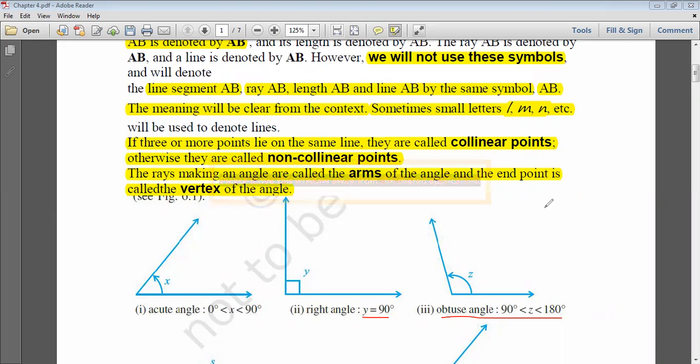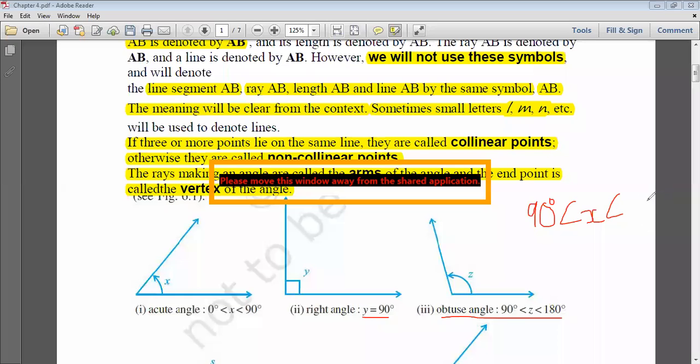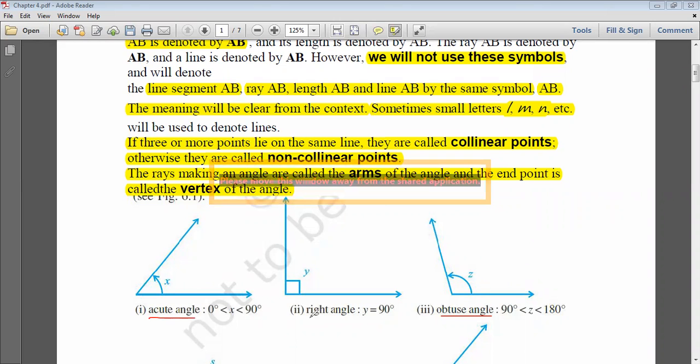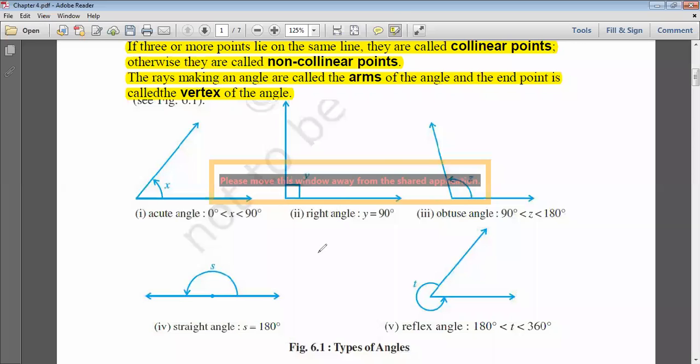So all the angles which lie between 90 degree and 180 degree are called obtuse angle. Remember the name. So what angles have we learned till now? Acute angle is there, a right angle is there, and obtuse angle is there. Now we will see what is a straight angle.